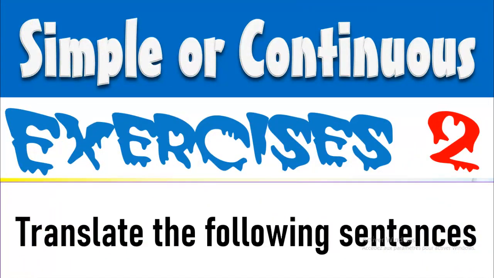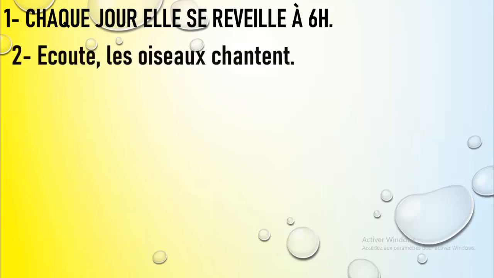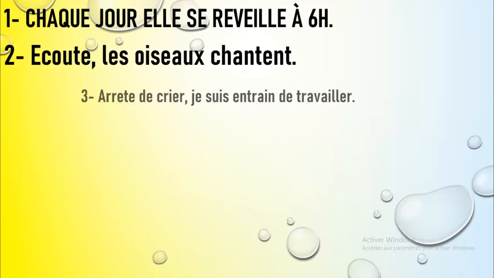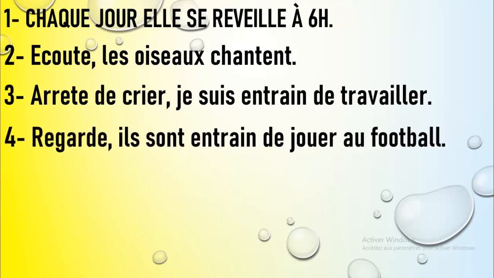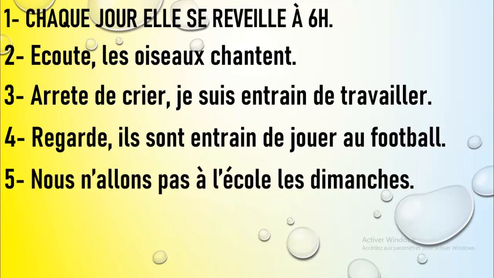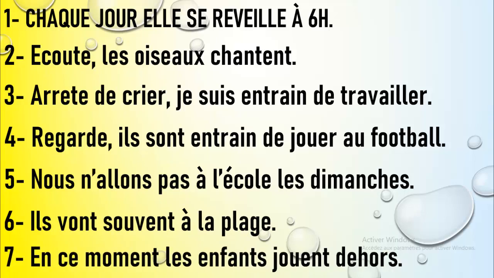Exercise number 2. Translation from French to English. Chaque jour, elle se réveille à 6 heures. Écoute, les oiseaux chantent. Arrête de crier, je suis en train de travailler. Regarde, ils sont en train de jouer au football. Nous n'allons pas à l'école les dimanches. Ils vont souvent à la plage. En ce moment, les enfants jouent dehors. Translate these sentences in English. Simple present or present continuous. Same, send me your answers.